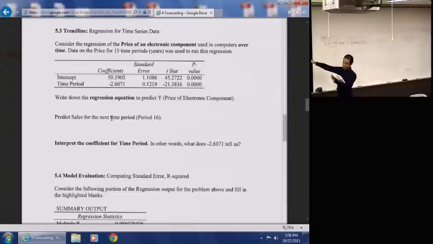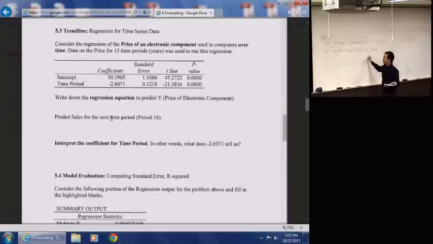Predict the price for the next time period, or period 16. So how would you do it? Just plug in the 16 in the x, right? So you get y equals these numbers minus 2.6071 times 16. And then you get, I'm not sure if you calculated it, what would be the number? I got 8.481. Okay, 8.48. So at period 16, the price of the electronic component is going to drop to $8.48.